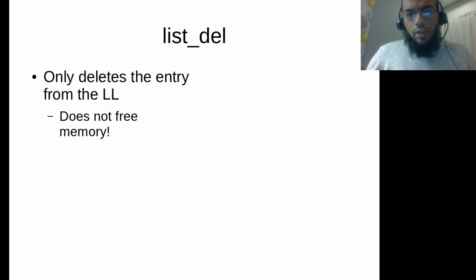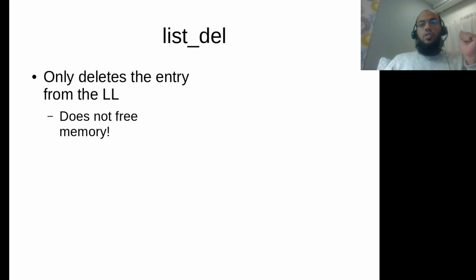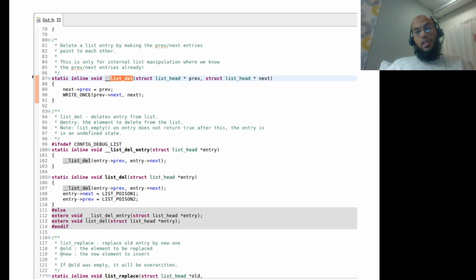For removing elements from a linked list, you use list delete, and it only deletes the entry from the linked list. It just removes it from the linked list, but it does not free up memory, because freeing up memory means that you are actually deleting the actual data that is in that node, while list delete doesn't do that. It just removes it from the linked list.